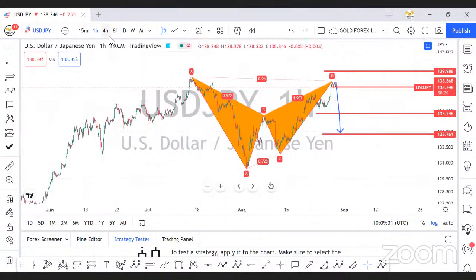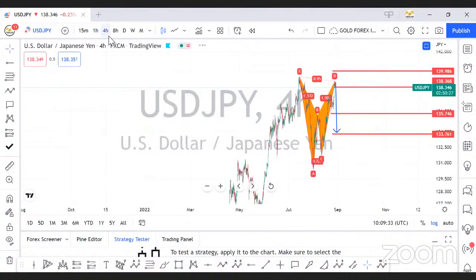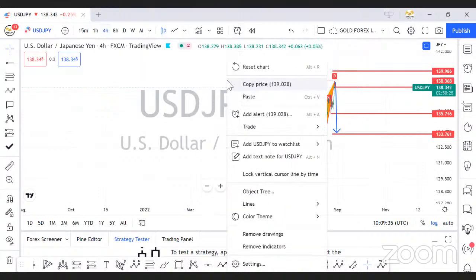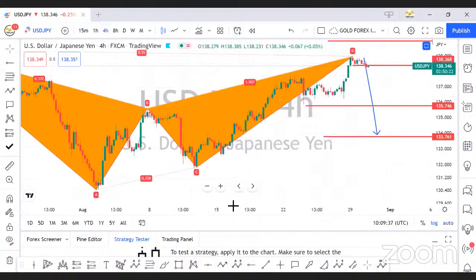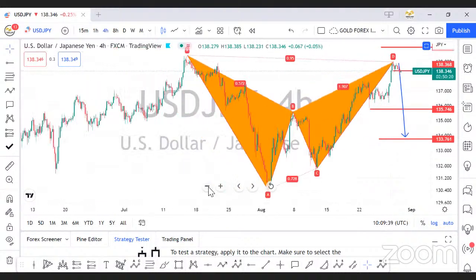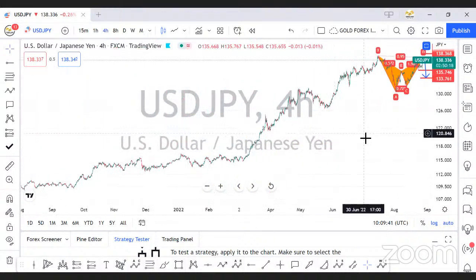So this is USD JPY. That is why I called for the USD JPY.